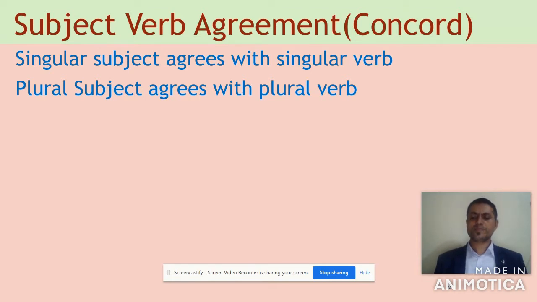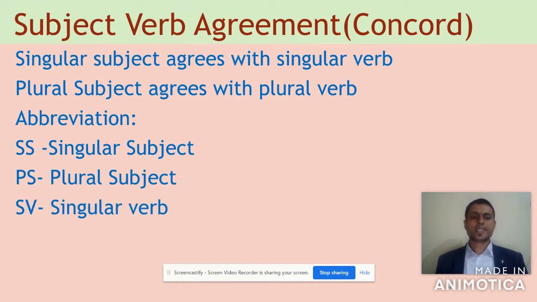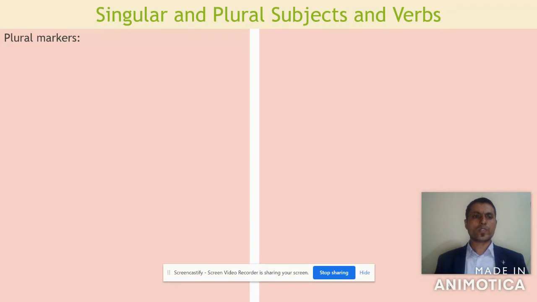So, my dear students, look here. During this lesson, I will be using some abbreviations, so you have to understand them very fast. SS refers to singular subject. PS refers to plural subject. SV refers to singular verb. PV refers to plural verb. So first you must know them, right?